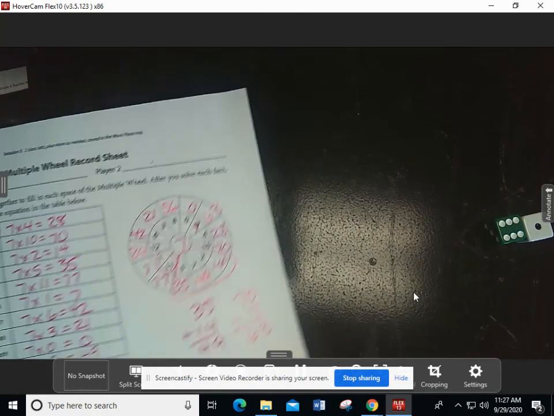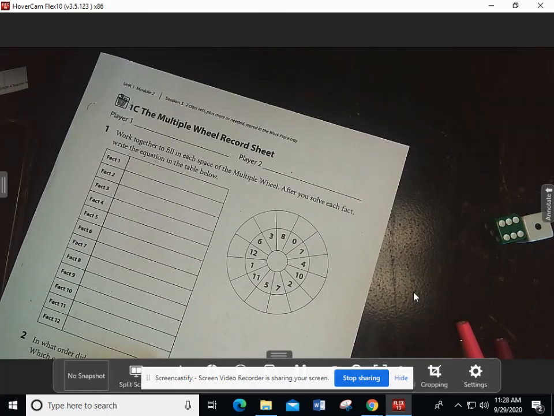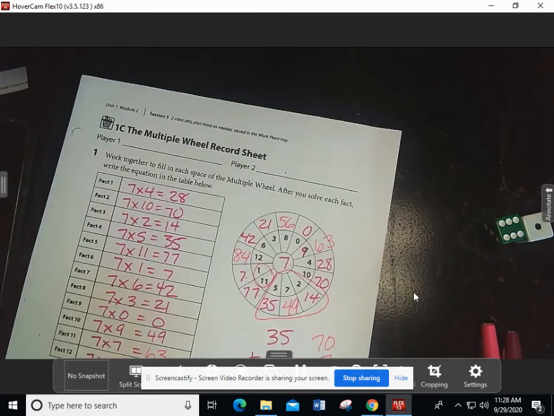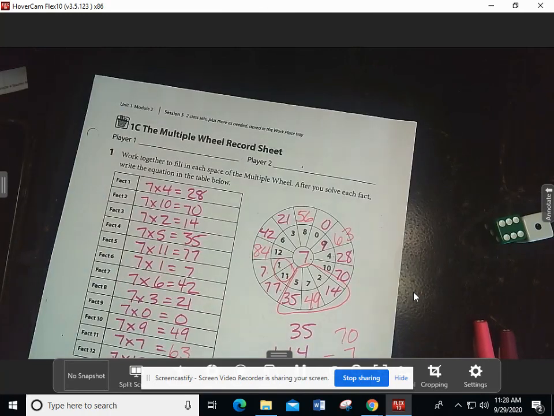But this is a chance to practice, and look at this. There's another chance on the back. Okay, so those of you at home, we're going to play our math game for the rest of the time, and then we will see you tomorrow.